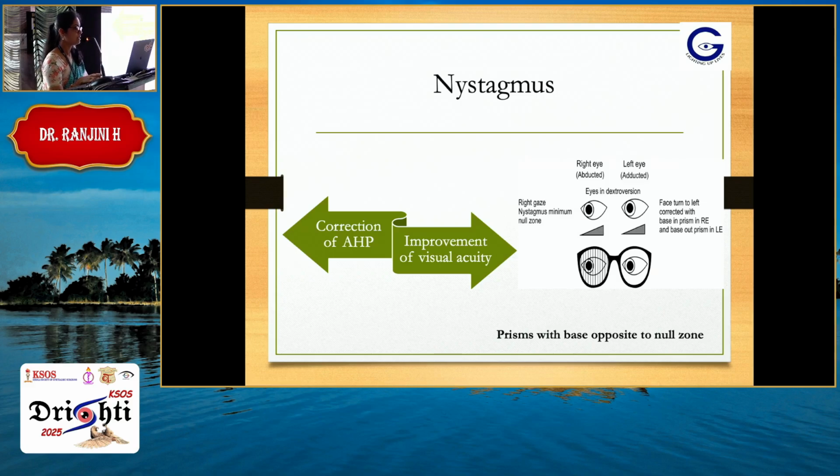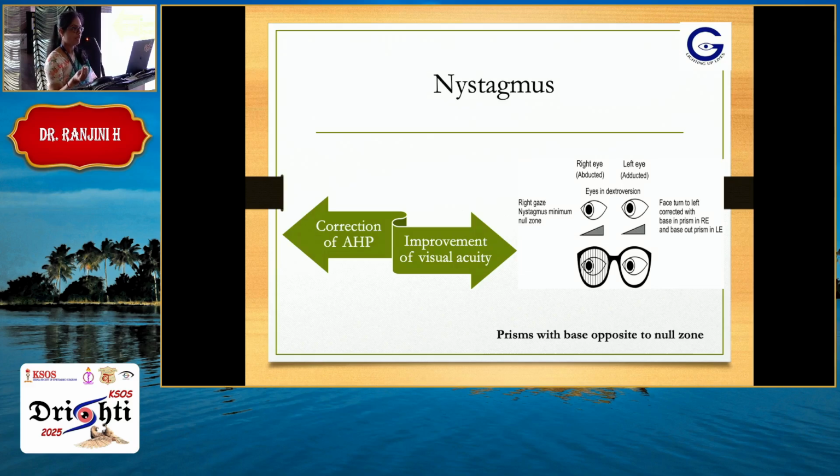Again, in nystagmus, prisms have a very important role. Why? Because in two ways, they correct the abnormal head posture, and they improve the visual acuity. So in case of improvement of visual acuity, we can give base-in prisms so that they will improve the convergence and improve the visual acuity of the patient.